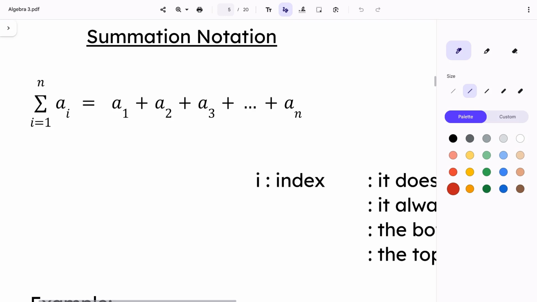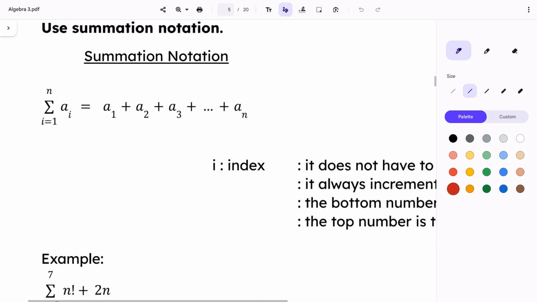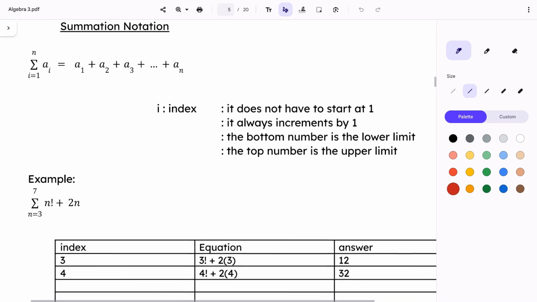Now at the top where it says n, that's going to get filled in with a number like a 7, a 5, or 10. That says we want you to start at the bottom number and keep going until you get to the top number. So you're not going to be performing an infinite series here. It's going to say you start here, you end here, you figure out what those terms are, and then you add them together to do the sum.